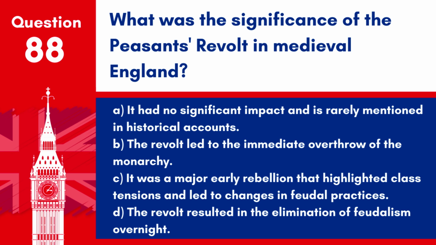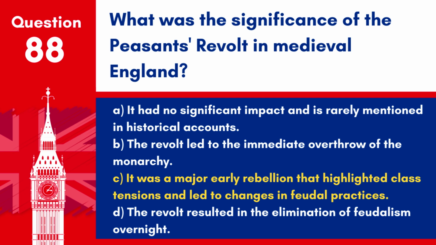A. It had no significant impact and is rarely mentioned in historical accounts. B. The revolt led to the immediate overthrow of the monarchy. C. It was a major early rebellion that highlighted class tensions and led to changes in feudal practices. D. The revolt resulted in the elimination of feudalism overnight.